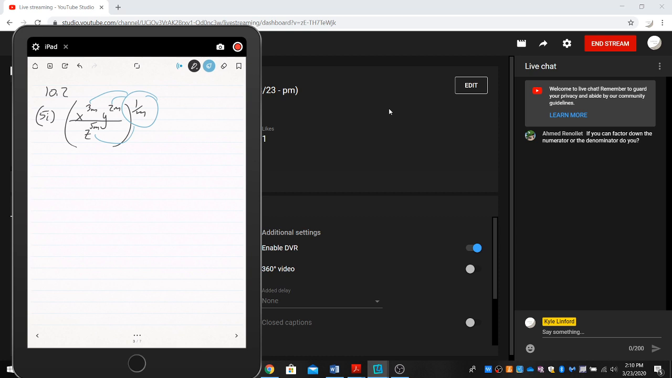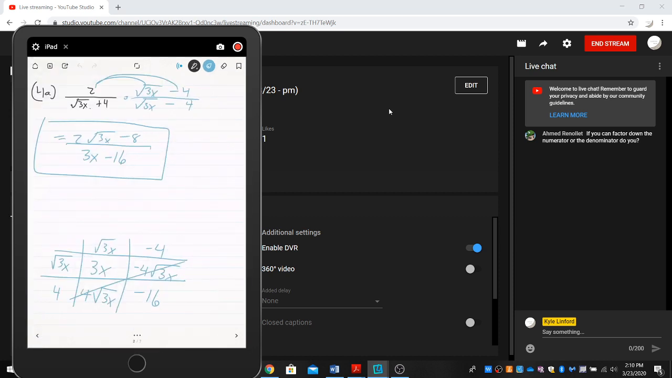Oh, Ahmed, you're asking if you can factor down the numerator or the denominator? Are you talking about the last problem? If you can, yes. The only reason why you might factor down the numerator is to see if anything cancels, right? I would say you should always check your work, so that's a good question. I would always try to factor down the denominator if it can.